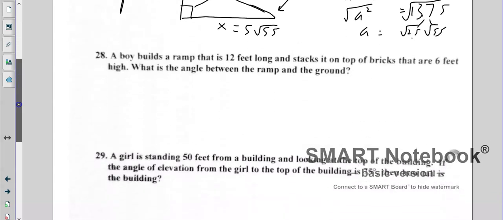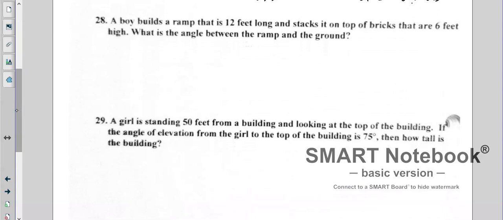No decimals. A boy builds a ramp that is 12 feet long. So here's our ramp, 12 feet long. And stacks it up on top of bricks that are 6 feet high. 6 feet high.